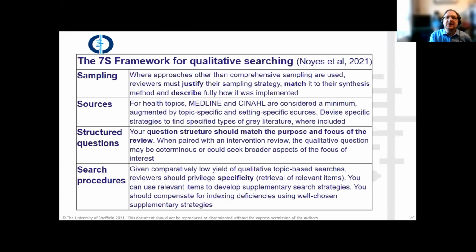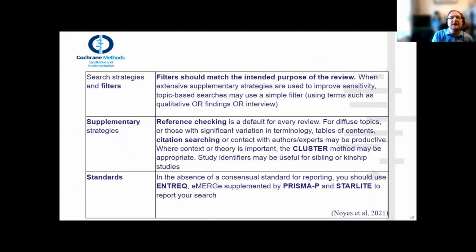In health topics, start with Medline and CINAHL, and then look at the additional contributions of topic-specific and setting-specific sources. Use structured questions, as we came in on. Try and privilege specificity, because there are more quantitative studies and you're trying to find the needle in the haystack. Your filters should match your intended purpose of the review, so don't just use the same filter over and over again.